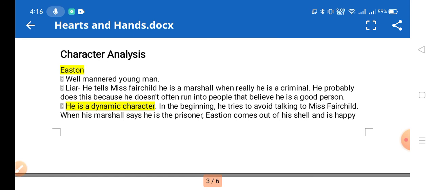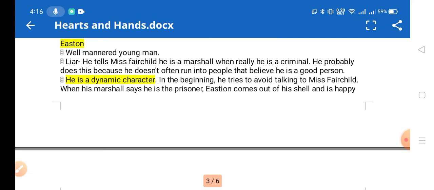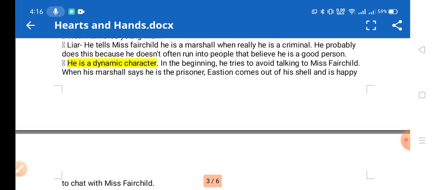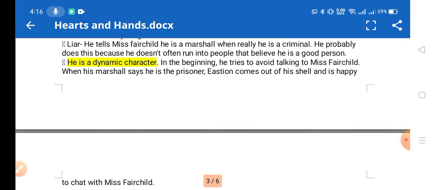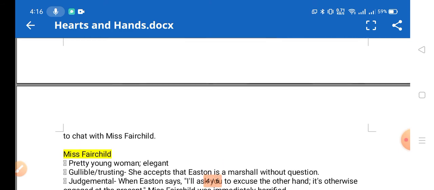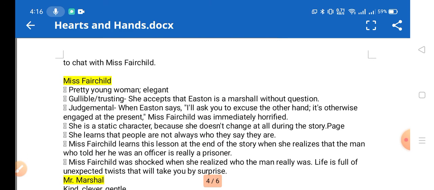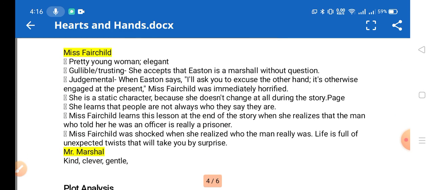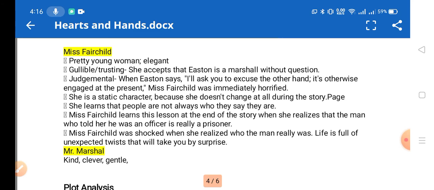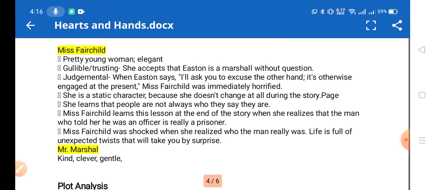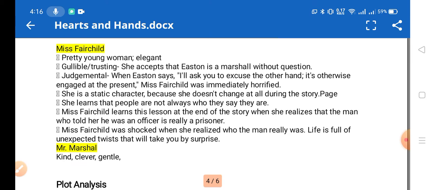And he is a dynamic character. In the beginning, he tries to avoid talking to Miss Fairchild when his marshal says that he is a prisoner, and Easton felt comfortable and started conversation with the woman. And Miss Fairchild is a pretty young woman, elegantly dressed, gullible and trusting. So yes, she easily believes.